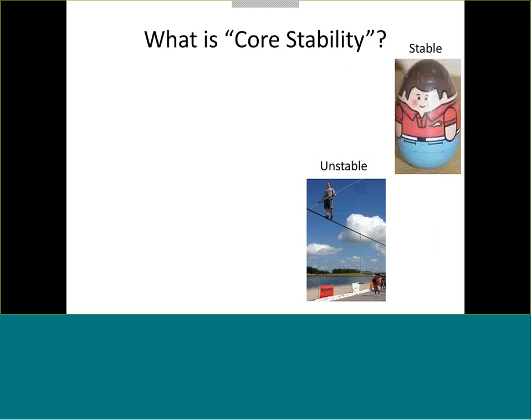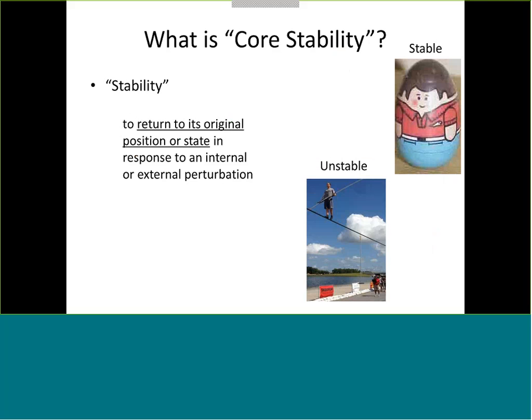It takes a very small perturbation to push him to a point where he cannot recover that original state. So then our definition here of stability that we use for our research is the ability of the system to return to its original position or state in response to an internal or external perturbation. So the two most important things here are that there's an original position or state and that there's a perturbation.